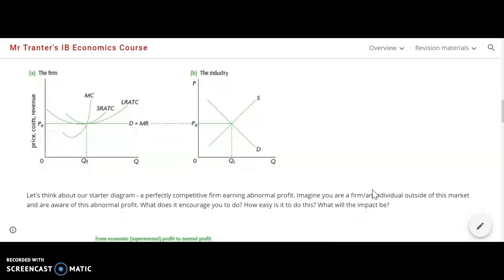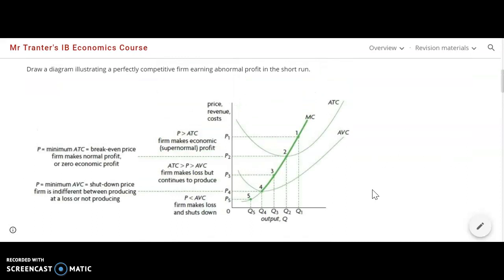Well, if we go back to our starter diagram, let's imagine we have a situation where a firm is operating at point 1. The price is higher than its average total cost. It is making abnormal profit. Okay. What is that going to mean in the market? Well, there is perfect information. So everyone else in the market knows that firms are making abnormal profit.